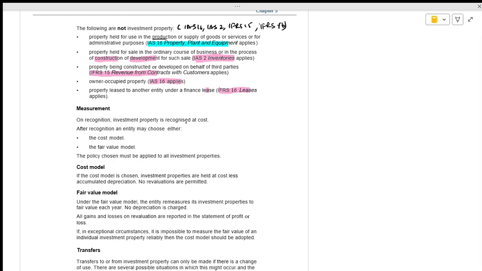Same thing. One is the cost model and one is the fair value model. What is the cost model? We are not going to do anything different. Investment properties are held at cost less accumulated depreciation. If it is the cost model, we have to calculate depreciation.